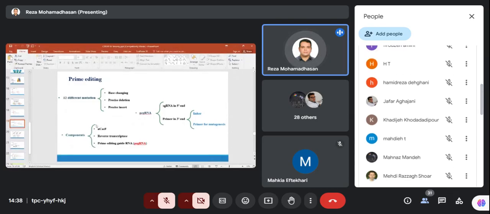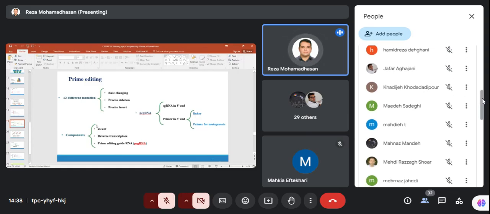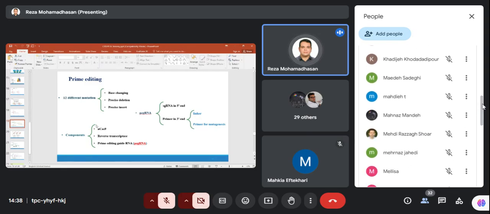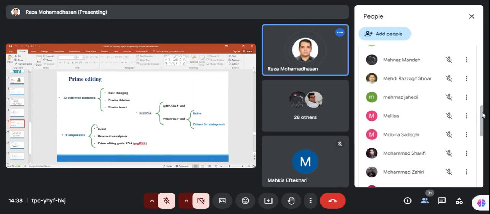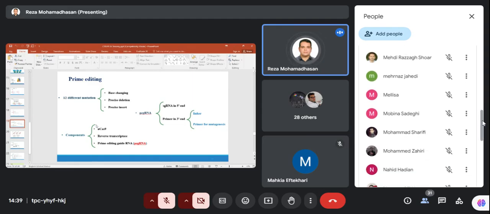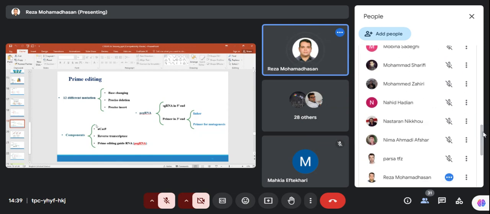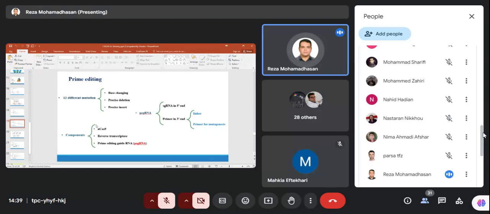The last approach is prime editing. Really powerful in editing and making mutations. This system, prime editing, can make 12 different mutations, such as base changing, precise deletion, and also insertion.